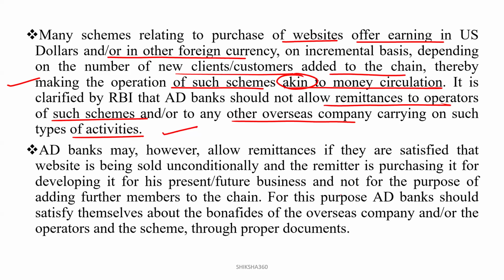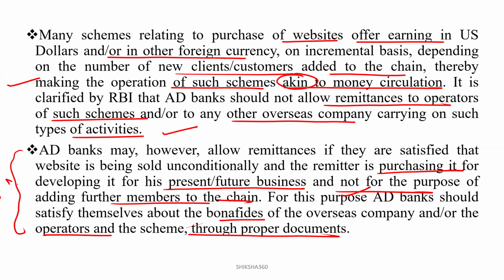Authorized dealer banks may, however, allow remittances if they are satisfied that the website is being sold unconditionally and the remitter is purchasing it for developing it for his present or future business, and not for the purpose of adding further members to the chain. For this purpose, authorized dealer banks should satisfy themselves about the bona fides of the overseas company and/or the operators and the scheme through proper documents.